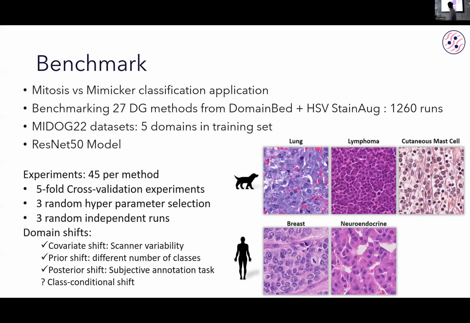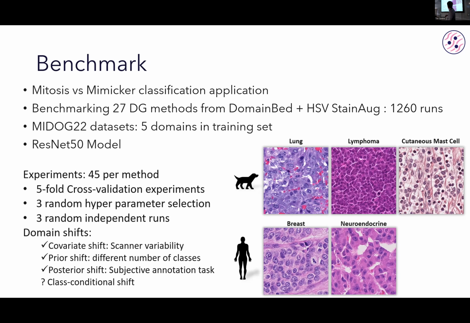What would be a good survey without a benchmarking experiment? This is the reason behind it. While we were reviewing the different methods for domain generalization, we found there are many methods proposed in the generic ML society or computer vision community that have not been investigated in medical image analysis or computational pathology. So we decided to try it, leveraging one of the toolboxes that we reviewed, DomainBed. We tried several different domain generalization methods on a mitosis versus mimicker classification application.